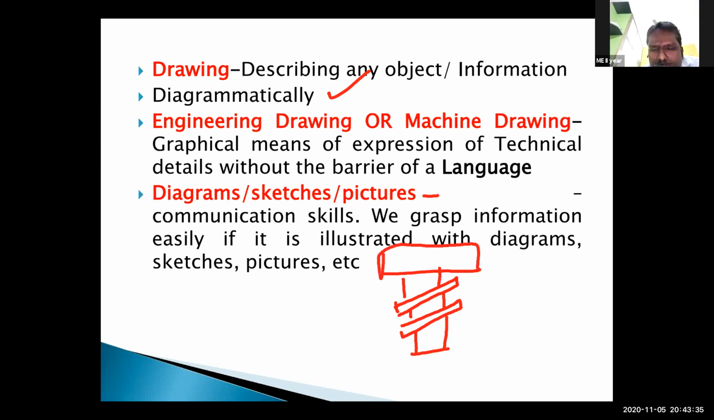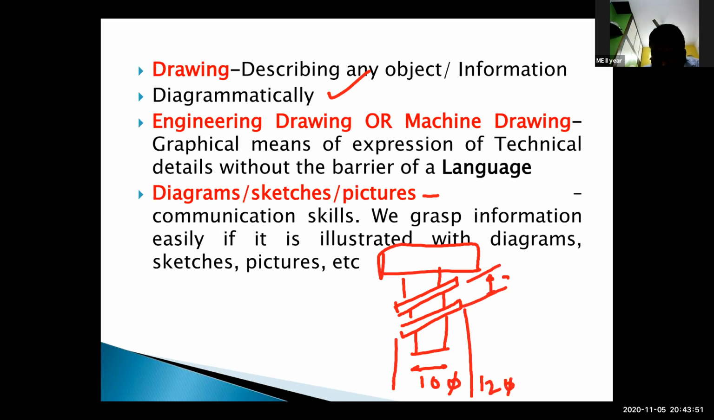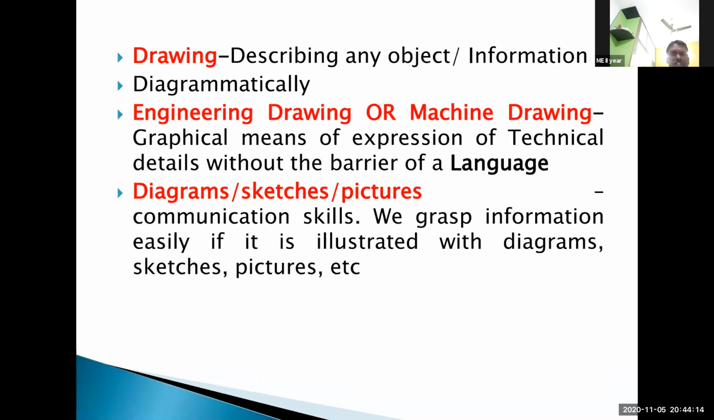Some component is there. Here, 10 diameter is there, 12 diameter is there, and 3 mm is there. The worker will read it. This is called the core diameter, 10 diameter, and this is the outside diameter, that is the 12 diameter. And the axial distance between the screw threads is 3 mm. The worker will read it and can produce the component. It is a bolt actually.